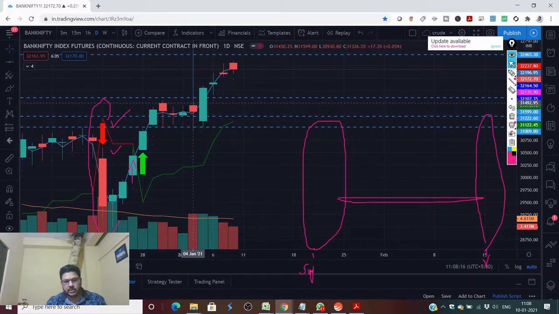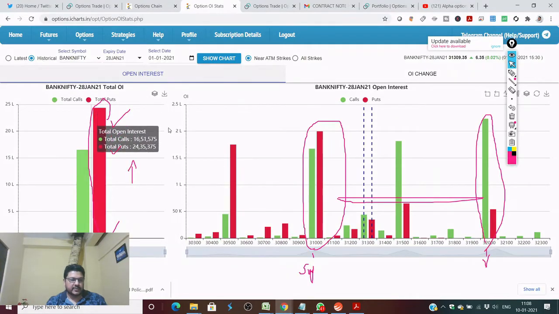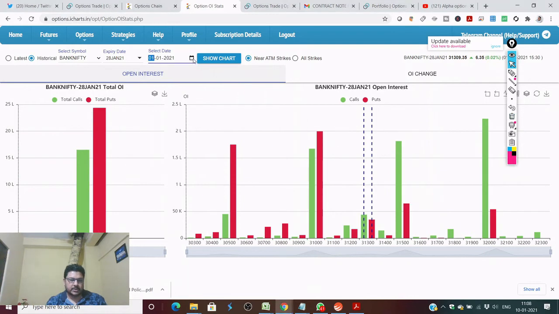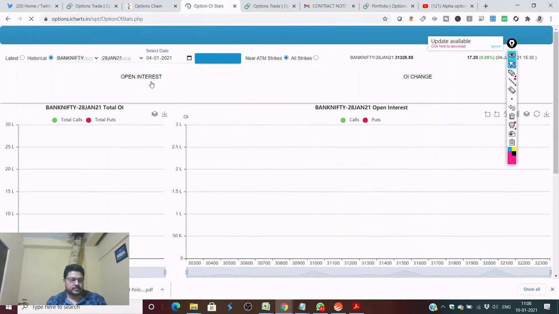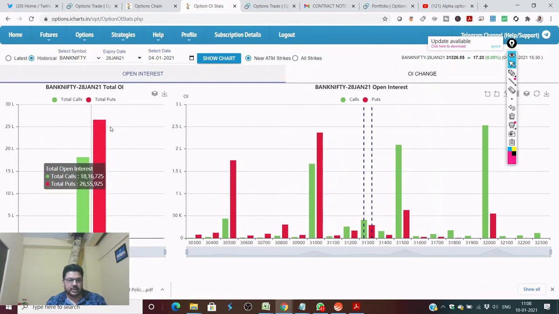Okay, so assume that you are not able to decode this day, and this day ended up as a sideways day. Wherever it has opened, it has closed there, or it was a neutral day for you. So let's see what was the open interest on 4th of Jan, to identify 5th of Jan direction. So this was on 4th of Jan, which was a Monday. So here on 4th of Jan also, open interest was high on the put side.